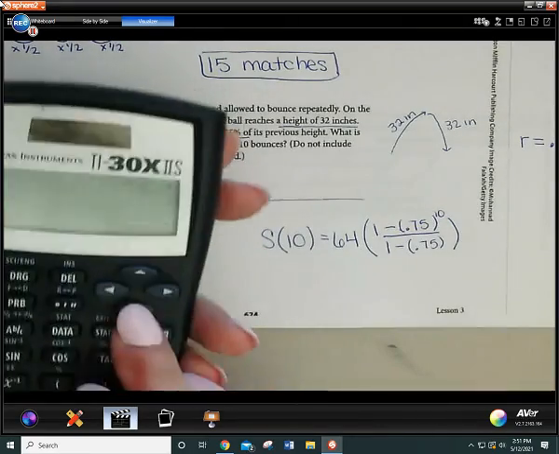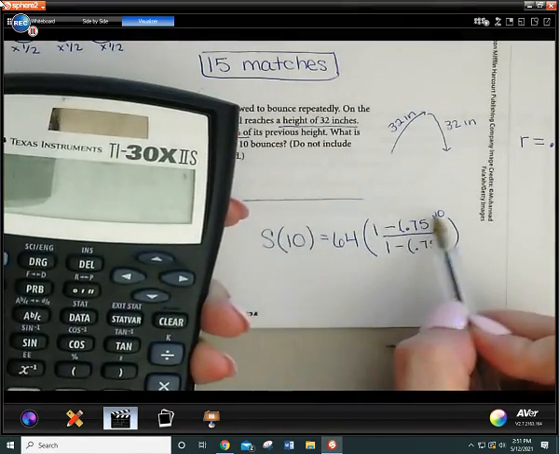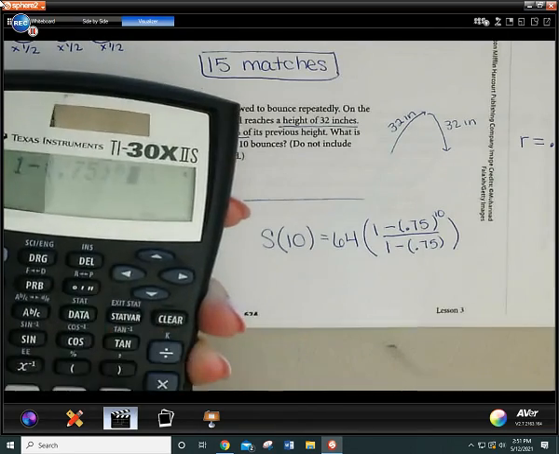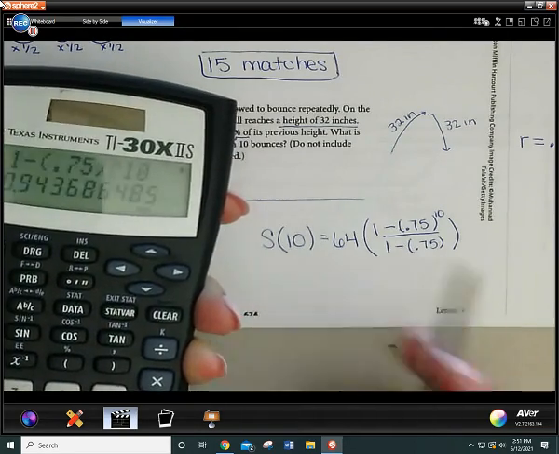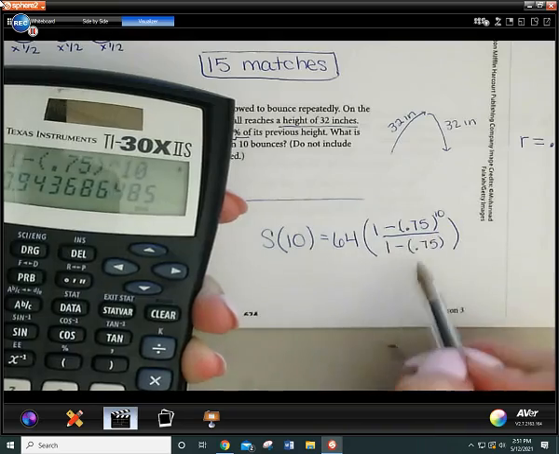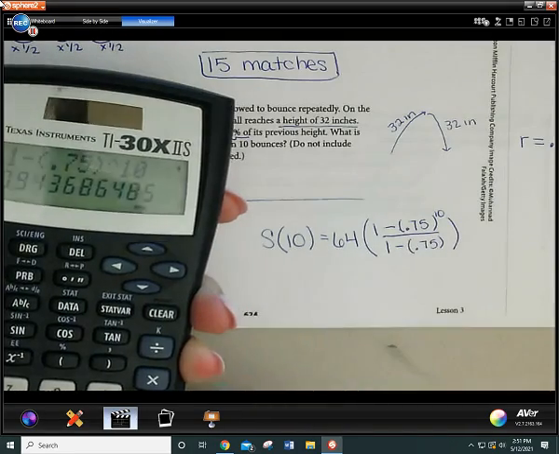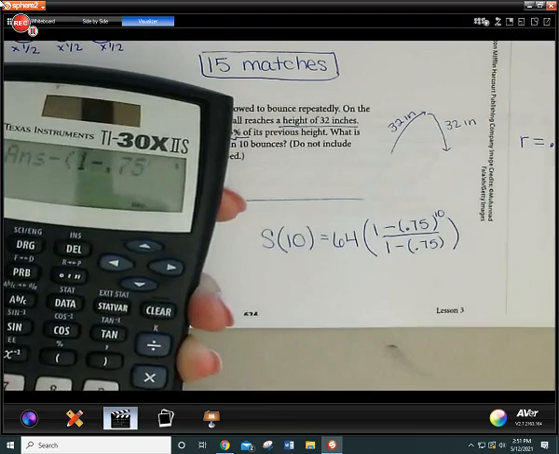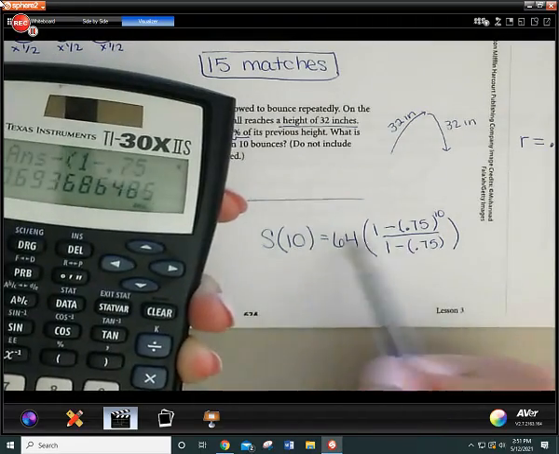As I type this in, I'm going to type in my numerator, 0.75 to the 10th, and then I'm going to divide that by 1/4, and then I'm going to take that times 64.